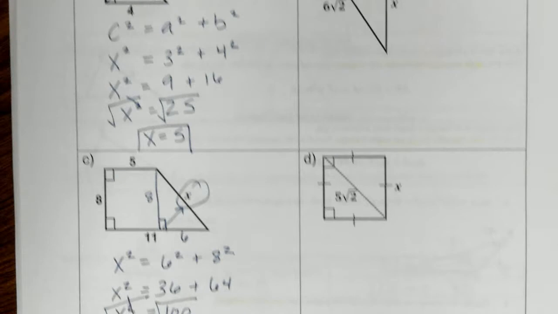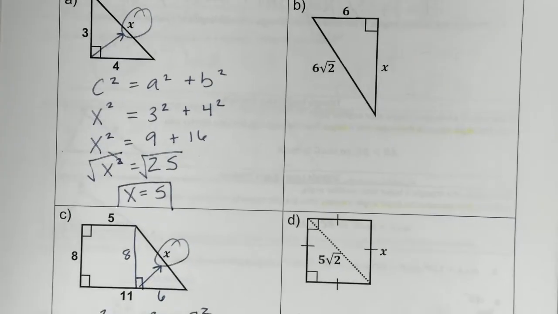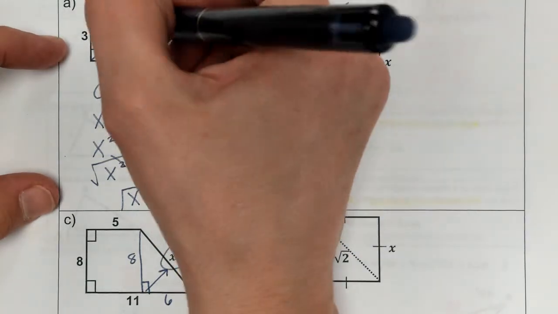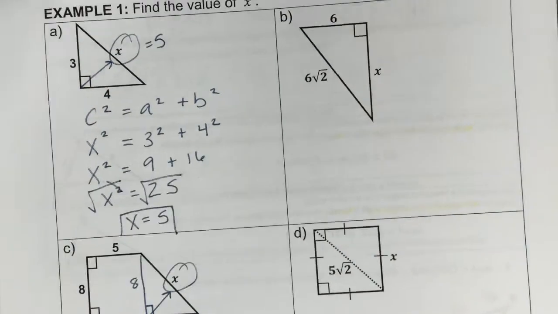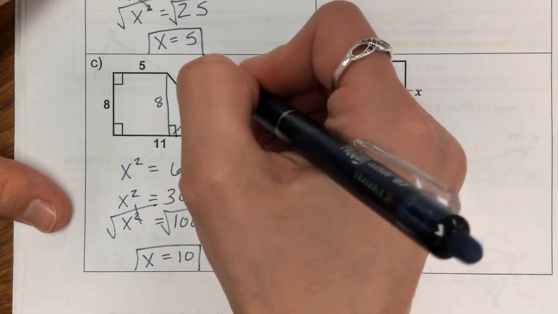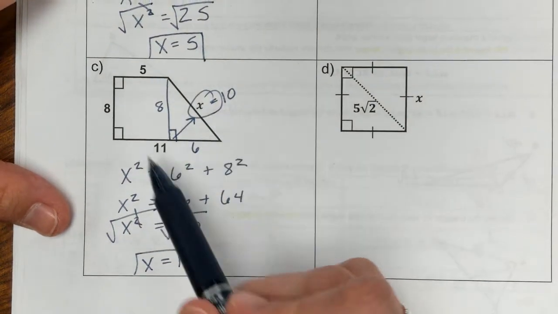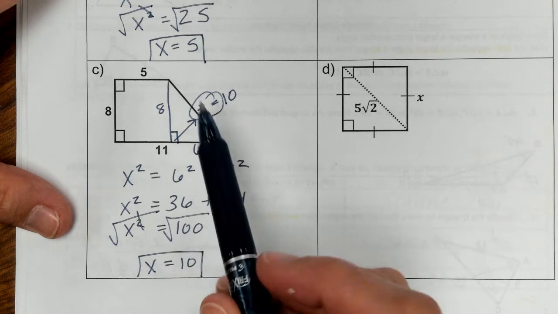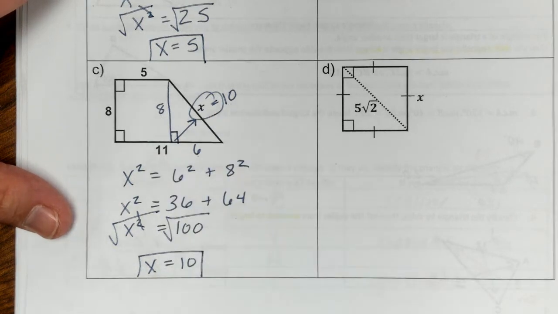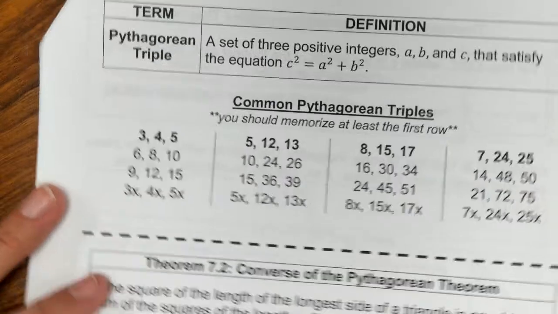A and C are also going to be triples that were talked about on the second page. We have a 3, 4, 5 triple, because this came out to 5. C is also a 3, 4, 5 triple. How that worked, this comes out to 10. It's a 3, 4, 5 triple with a scale factor of 2. 3 times 2 is 6, 4 times 2 is 8, 5 times 2 is 10. And that's what we talked about in the video about our triples.